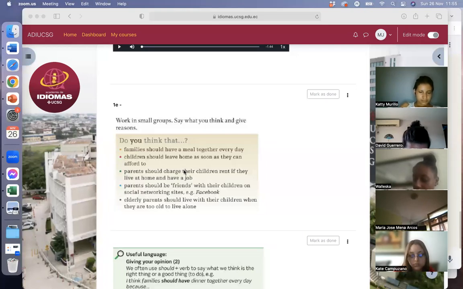Give the reason. Why do you think? Because having a meal together gives a family bond. It connects the family. It is a good place to share the ideas about what happened during the day. It's a good idea to share the fears or failures or whatever you want to share.